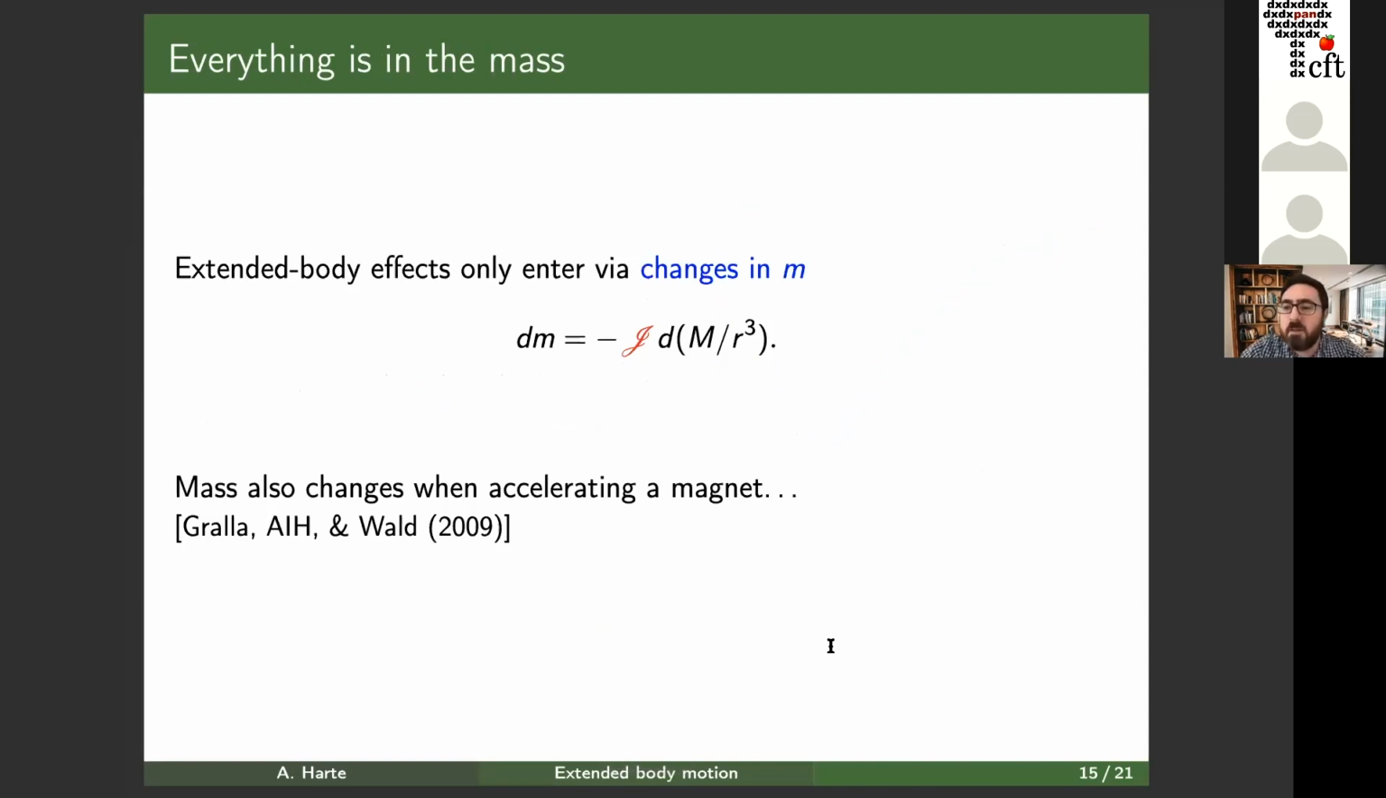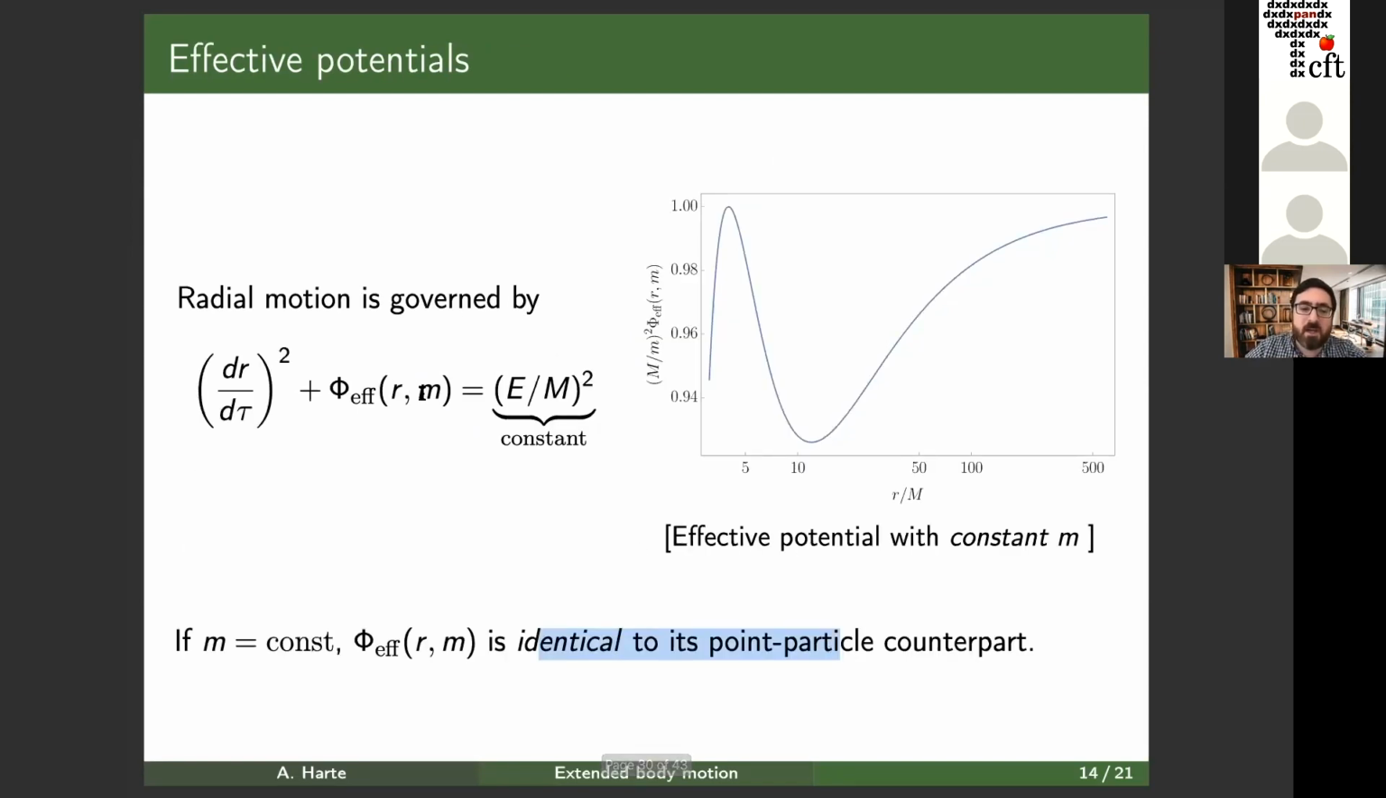It turns out that all of the extended body effects in this context come in from the fact that this mass is not necessarily constant. So by controlling the quadrupole moment, you can control the mass. And by controlling the mass, you control the motion.